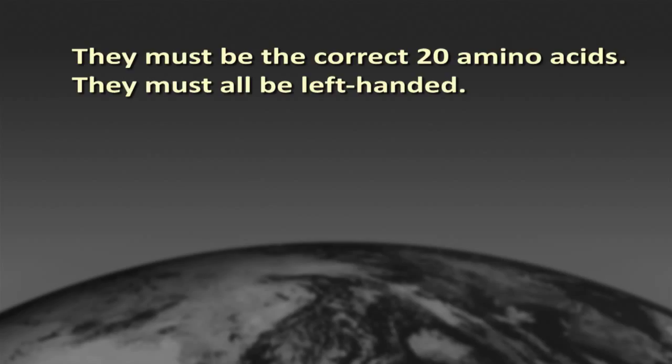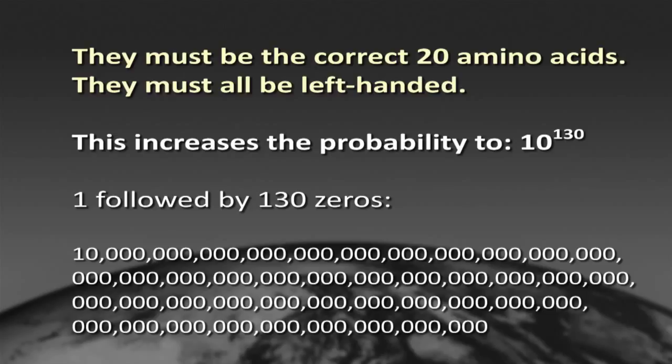What is that probability? Well, that turns out to be 10 to the 130th power. That's 1 followed by 130 zeros. But there's more to this. They all have to be the right 20 amino acids. They all have to be left-handed. But now they all have to be in the right sequence, or the right order. What is the probability of that occurring? That turns out to be 10 to the 190th power. That is 1 followed by 190 zeros.